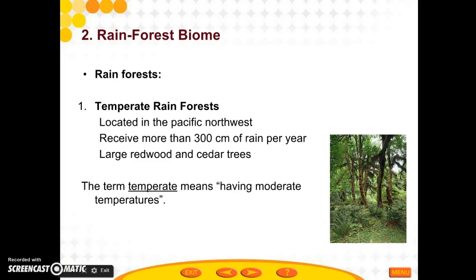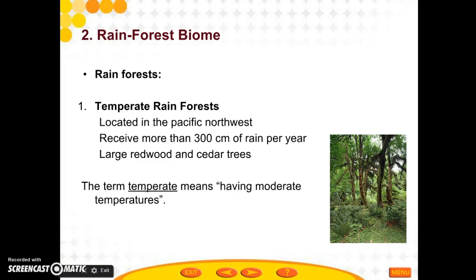Rainforests are going to be our second type of biome. We're going to focus on 2 main types of rainforests, the temperate rainforests and then the tropical rainforest. In a temperate rainforest, you're going to have that pattern of lots of rain, over 300 centimeters per year, but the weather is going to be much more temperate. Temperate means having moderate temperatures.